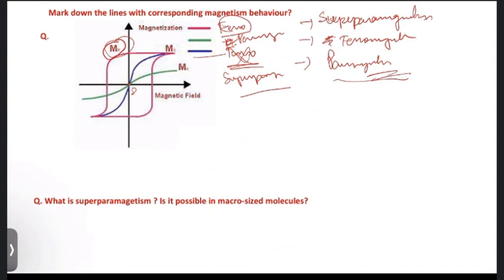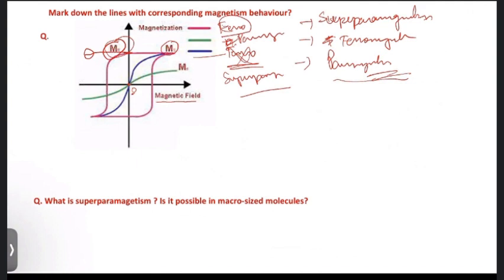Blue and green. Both will be zero only. But there is only one material that, in the presence of zero magnetic field, is showing some magnetism. That is ferromagnetism only. That is what you see.